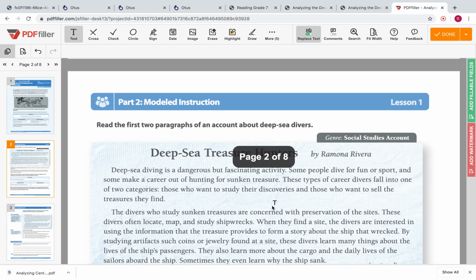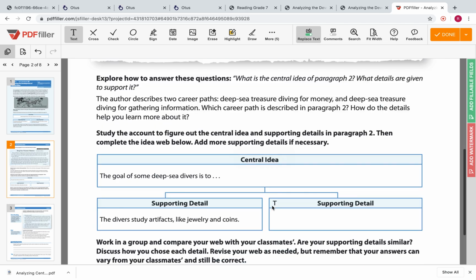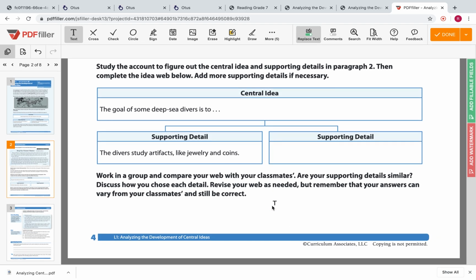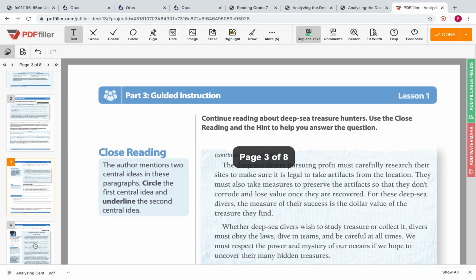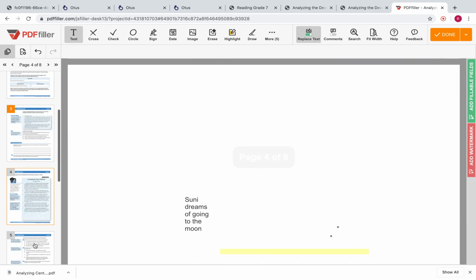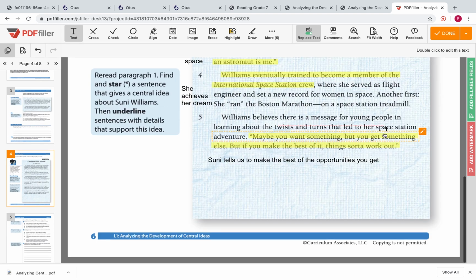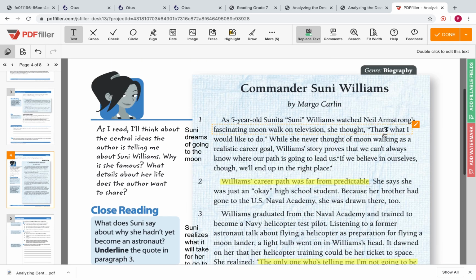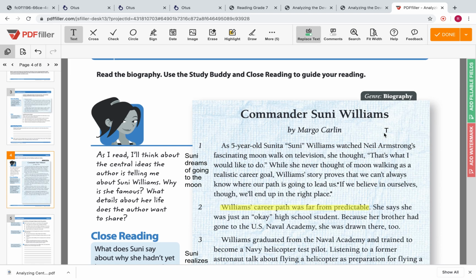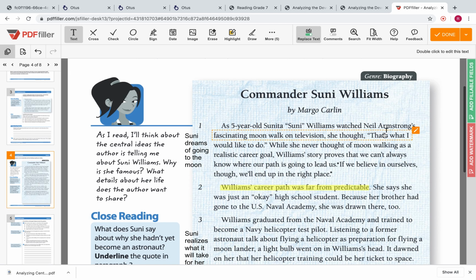All right, so then we are going to skip pages 3 and 4. Excuse me, figure this out. And we're going to go to page, what is this? Page 6. So we're going to skip pages 3, 4, and 5, go straight to page 6.